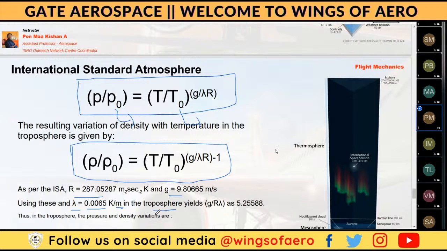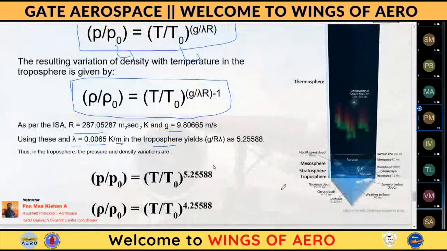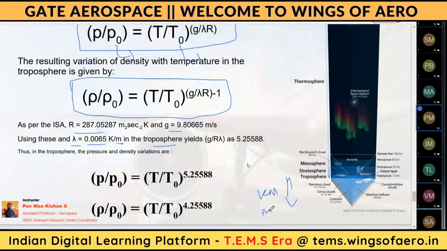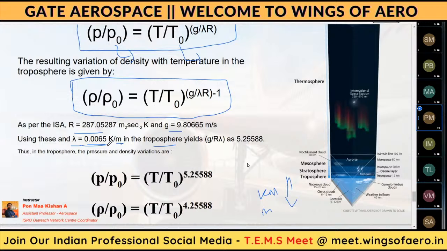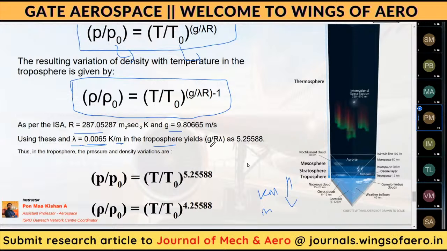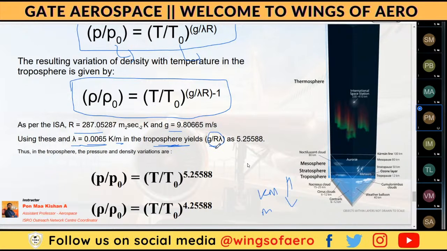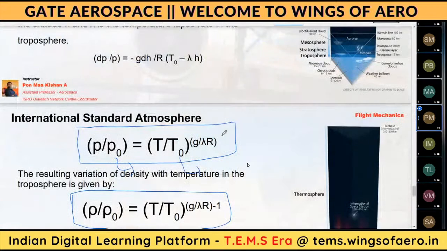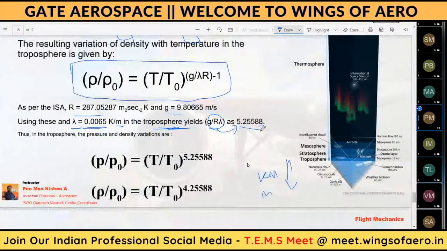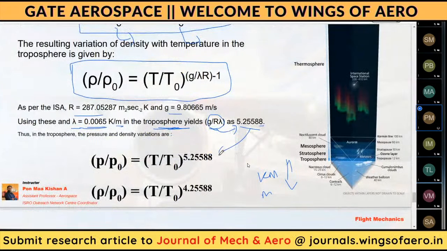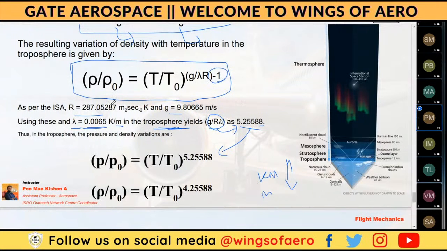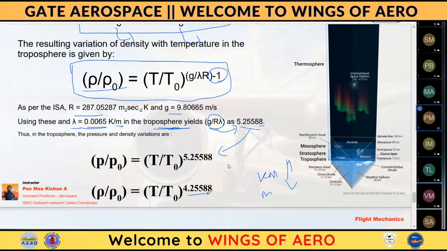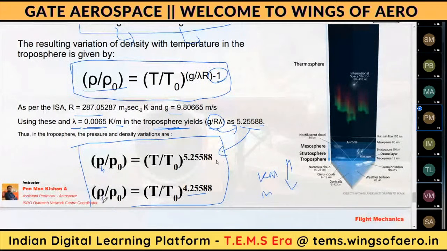So you have to be very careful with the given data, whether the altitude is given in kilometer or meter. According to that, you have to substitute the values. If you calculate g over R lambda in the troposphere region, it is given with the value of 5.2558. So instead of substituting g, lambda, R, we can directly substitute this 5.255. Okay. Since there was a minus 1 for density calculation, we are subtracting that. So this is the final formula if you want to calculate pressure at any altitude, pressure at H, density at H.